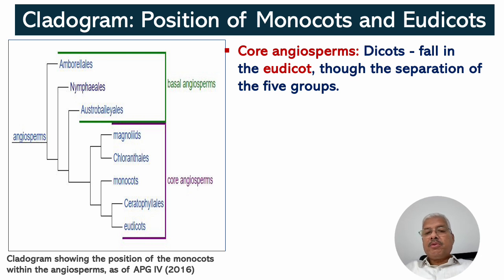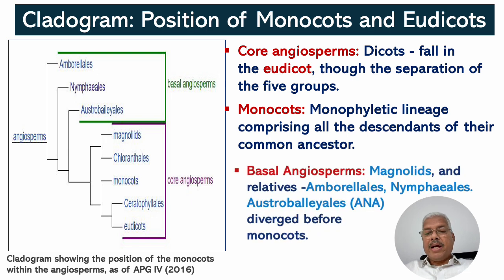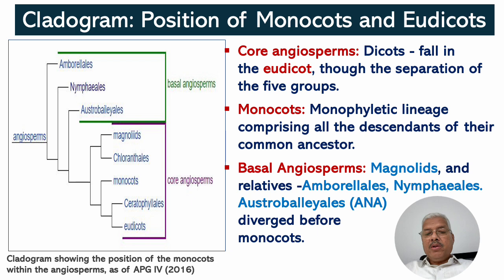Most of the species we would previously have called dicots now fall in the eudicot category, though the separation of the 5 groups within the core angiosperms is shown in the diagram. The monocots, in contrast, are a monophyletic lineage, comprising all the descendants of the common ancestor. The magnoliids and their relatives, the so-called basal angiosperms, diverged before the monocots, previously thought to be the oldest lineage.